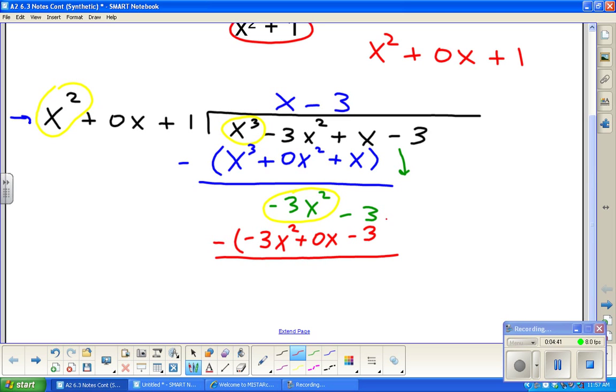Okay, and now we're going to do our subtraction again one last time. So 3x squared minus negative 3x squared, 0. But negative 3 minus negative 3, 0 again. So we get no remainder. So this problem is done. Our answer is just x minus 3.